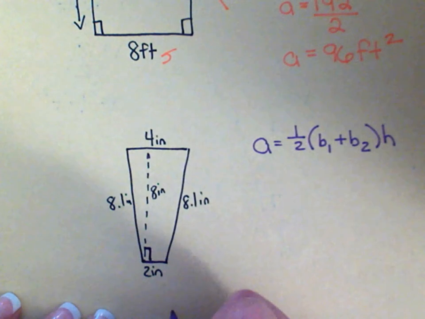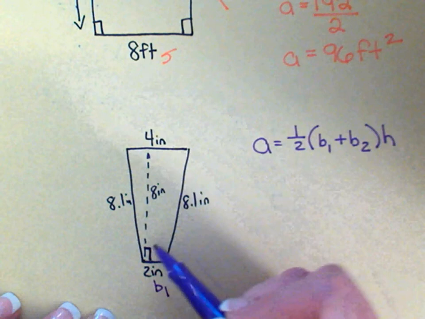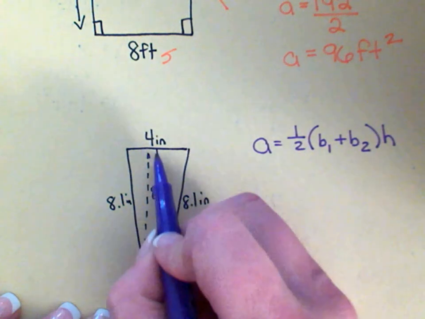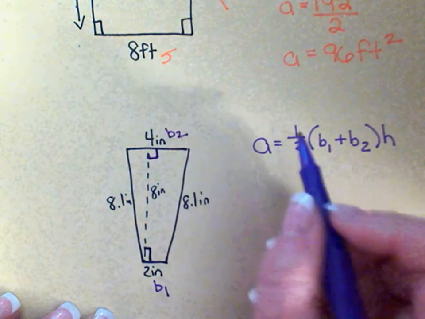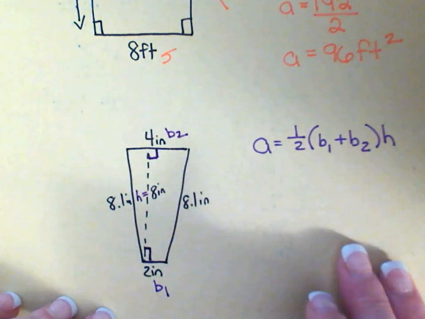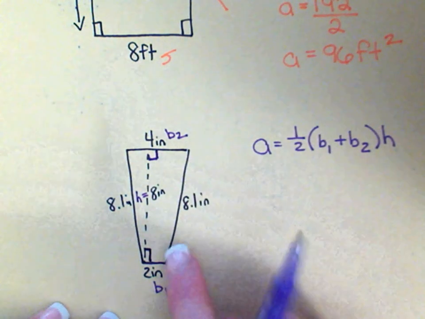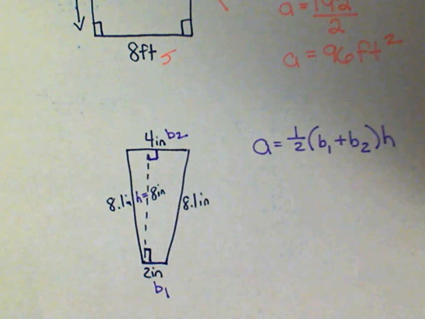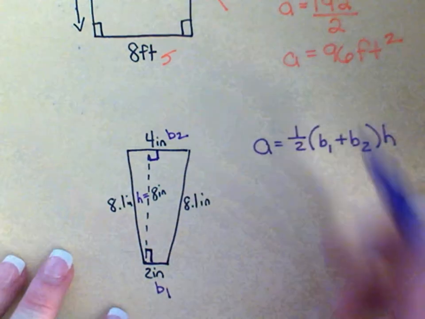The bases have to run perpendicular to the height. They need to make a right angle. So here's one right angle. So I know that this is my height. It runs in line with my bottom number, so I can make that a base. I'll make that base 1. And my height, if you look at the top, has also made a right angle, so I can make the 4 my base 2, and I want to use my 8 for my height.